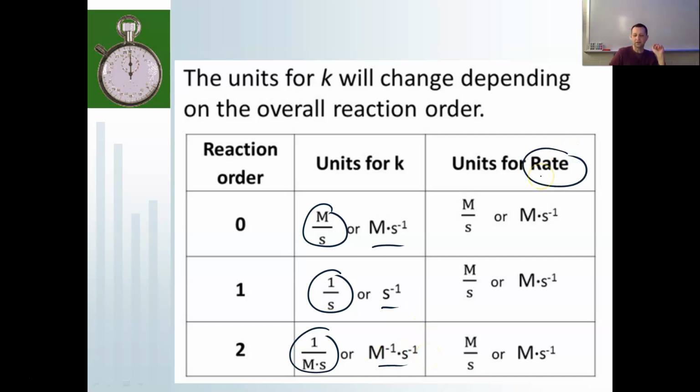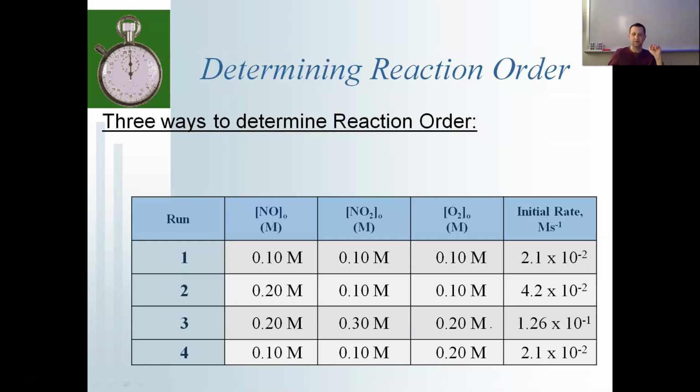Importantly, units for rate never change. Rate is always molar per second. So see how that is consistent throughout. Good to know what the units are on a lot of these things because it comes into play throughout the whole unit that we're studying here. So, to wrap all this up, we can determine the reaction order three main ways.